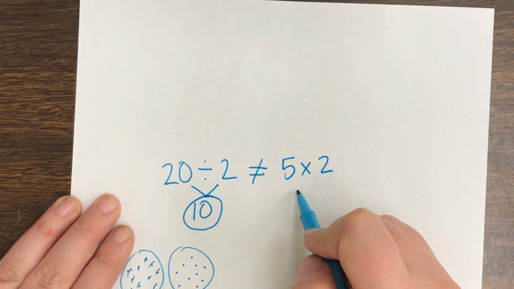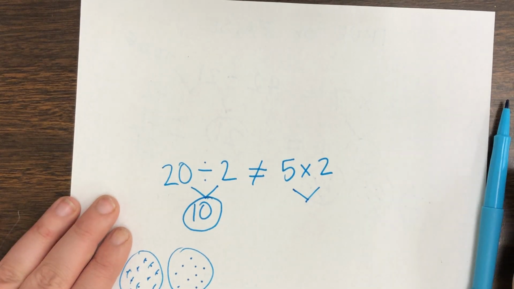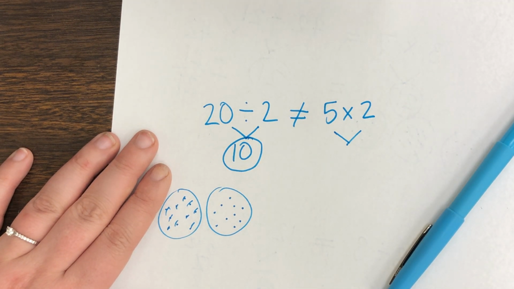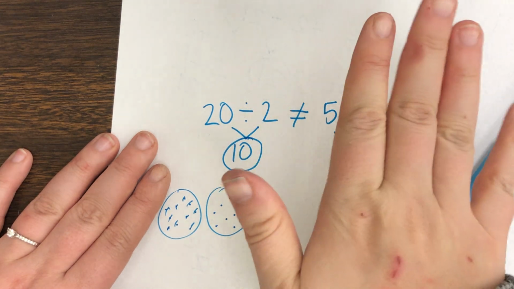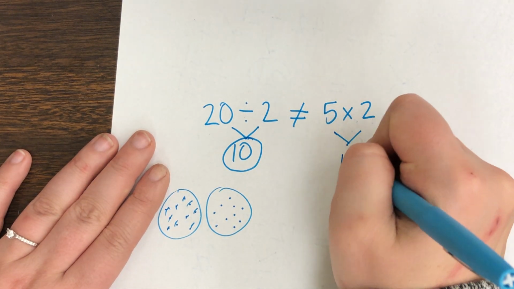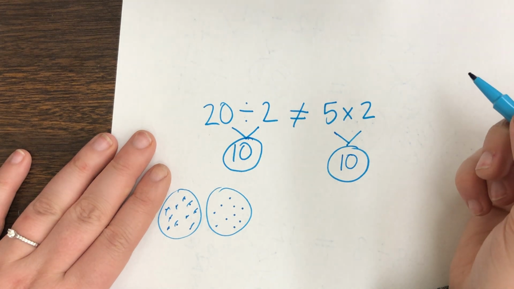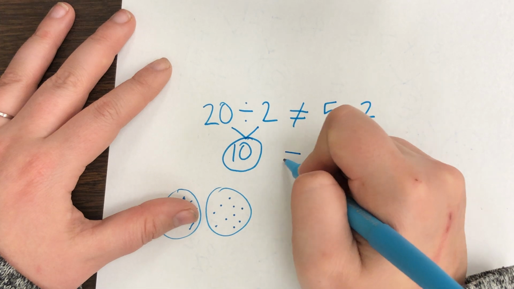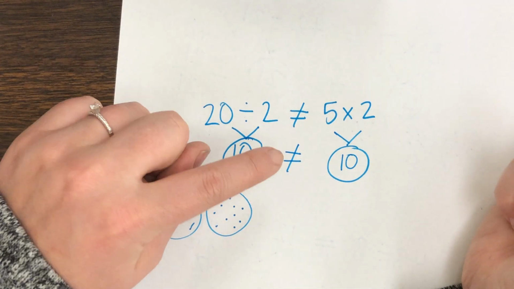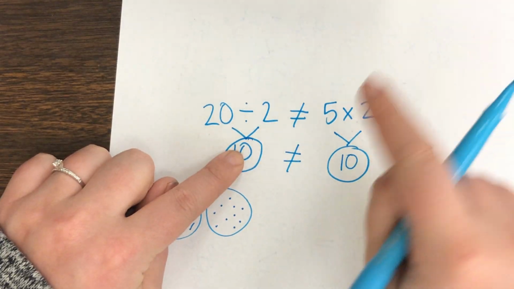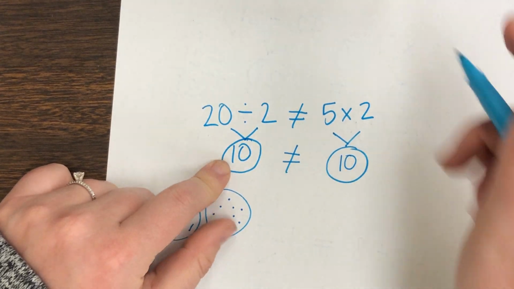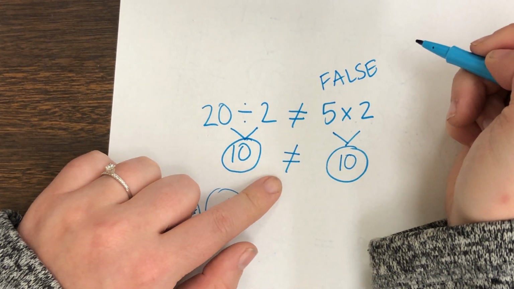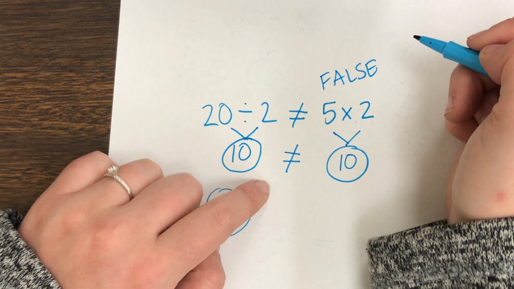Now let's figure out what 5 times 2 is. If I do 5 two times, 5 plus 5, or I could skip count by 2 five times, 2, 4, 6, 8, 10. This side also equals 10. So we've got 10 and 10. So you might think that this would be true, but you've got to look at the sign. The sign says not equal. For this to be true, and it has a not equal sign, both sides would have to be different. So this is actually false because this should be an equal sign. So if it has the wrong sign, it's going to be false.